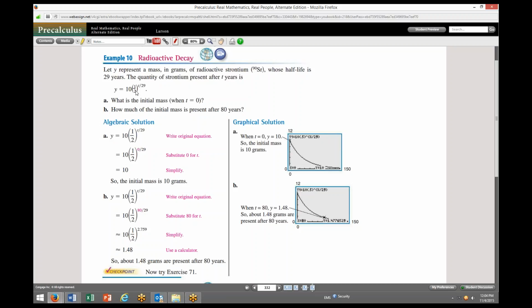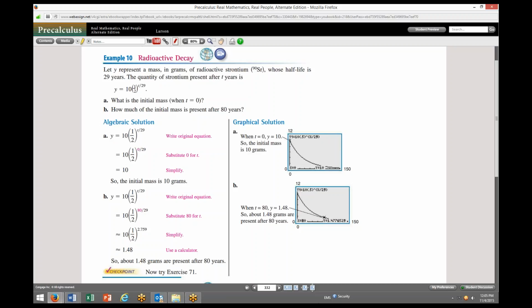So let t equal 0, and of course 0 divided by anything is 0. So you're raising the 1/2 to the 0 power, and anything to the 0 power is 1. And so then it becomes 10 times 1/2 to the 0, 10 times 1, so anything times 1 is itself. So the initial mass then when t equals 0 is 10. So whatever the number is in the equation, in the coefficient of the 1/2 to a power, that coefficient number is going to be the initial amount present at t equals 0.